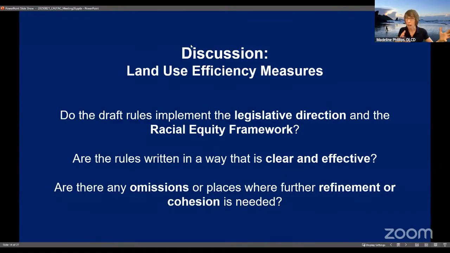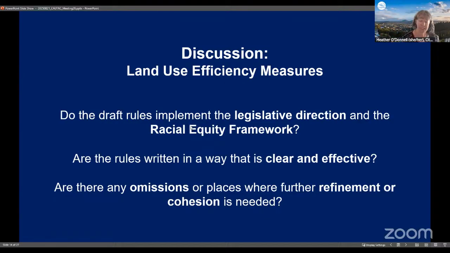We can have this conversation now, Steve, and then we'll move into development readiness as we work through Division 8. Sounds good. So we will take questions and comments on land use efficiency measures. I'm going to start with Heather. Thanks, Steve.